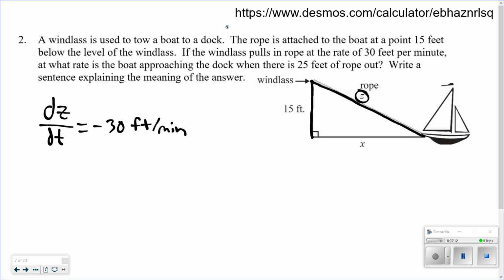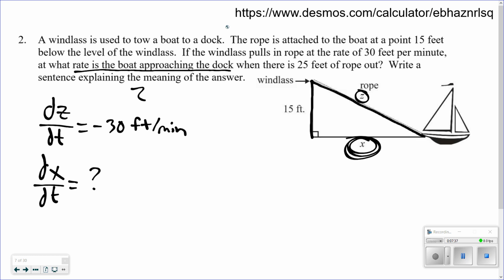When we continue on, it says, at what rate is the boat approaching the dock? So the question is asking the rate the boat is approaching the dock. So that means how fast is x changing by? So put that down. I'm trying to find out how fast x is changing by, or I'm trying to find dx dt. And the moment in time when we're trying to find that is when there's 25 feet of rope out. So that's when z equals 25.